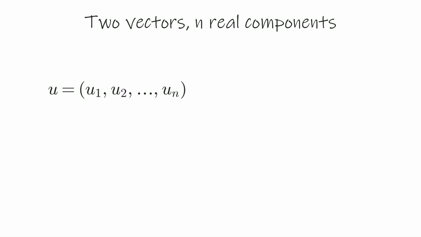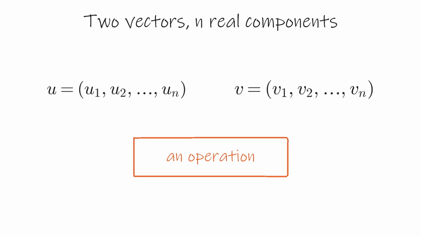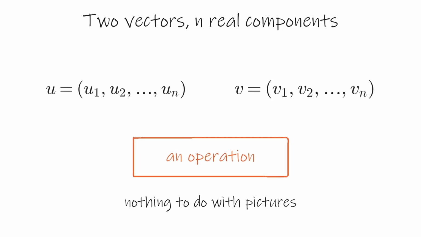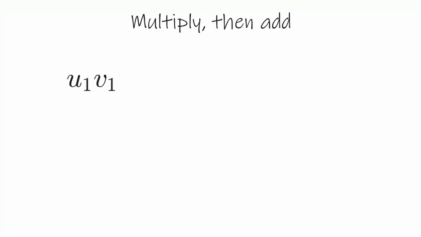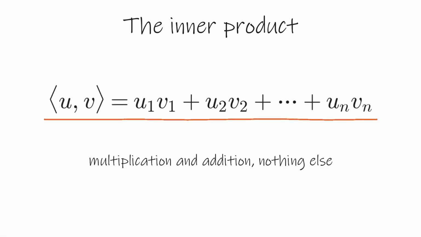Take 2 vectors u and v, both with n real components. There's an operation with nothing to do with pictures. Multiply the first component of u by the first of v. Multiply the second by the second, keep going, and add everything up. That's the inner product of u and v. u1 v1 plus u2 v2 to un vn.